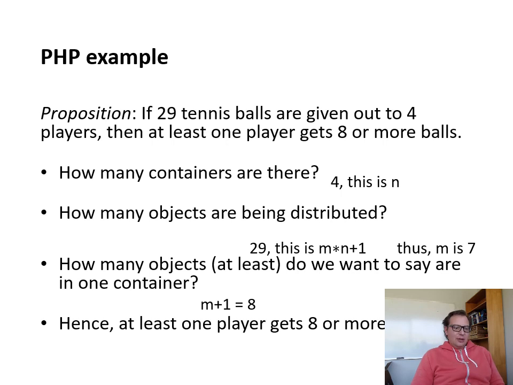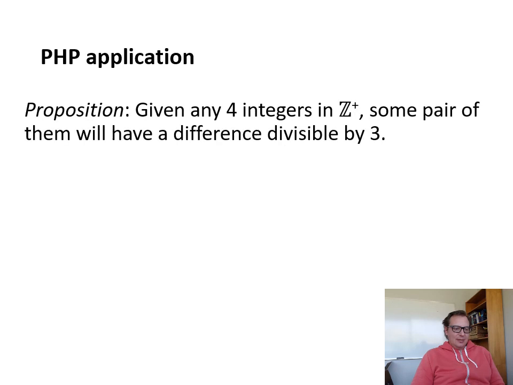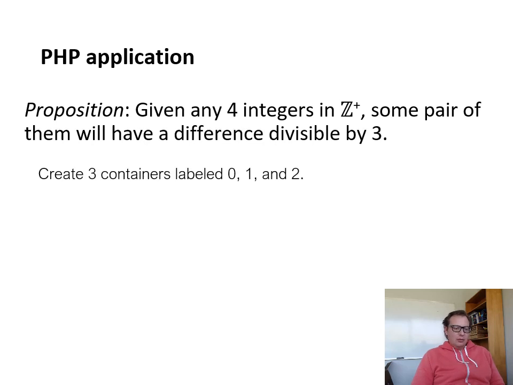So, okay, let's look at another one. This one is a little bit more involved. So here's our proposition. Given any 4 integers in Z plus, so any 4 positive integers, some pair of them will have a difference divisible by 3. Okay, so we want to solve this again using the pigeonhole principle.